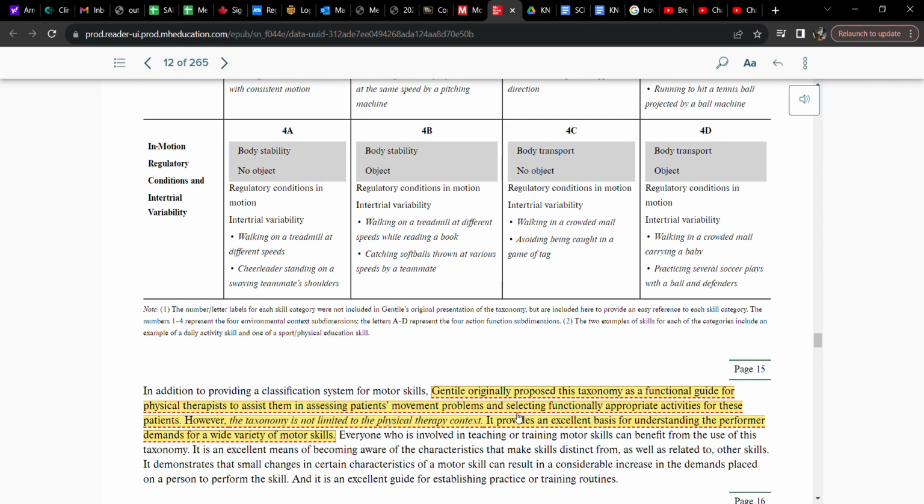Gentile originally proposed this taxonomy because it helped with rehab, which is what I do for a living. You start at a 1A skill, and if the person can do that, then you slowly move through this taxonomy until that person returns to the level they were at relative to the thing they want to do. That could be playing hockey or soccer or just walking with their dog. You might use this taxonomy in order to rehab appropriately.